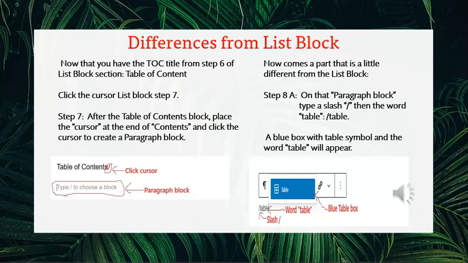Differences from list block. You did steps 1 to 7 in list block. You have your TOC title, table of contents, from step 6 of list block section. You have clicked the cursor on step 7 of list block. You are now with the paragraph block. Now comes a part that is a little different from the list block. Step 8A, on that paragraph block, type a slash then the word table. Slash table. A blue box with table symbol and the word table will appear.